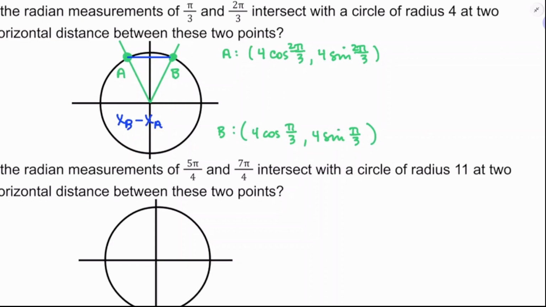Knowing that you're going to take a difference of two x coordinates, it's going to be from this one to that one. So this distance is 4 cosine of pi over 3 minus 4 cosine of 2 pi over 3. And then I'll also just tell you that's going to equal 4. I can just tell by geometry.